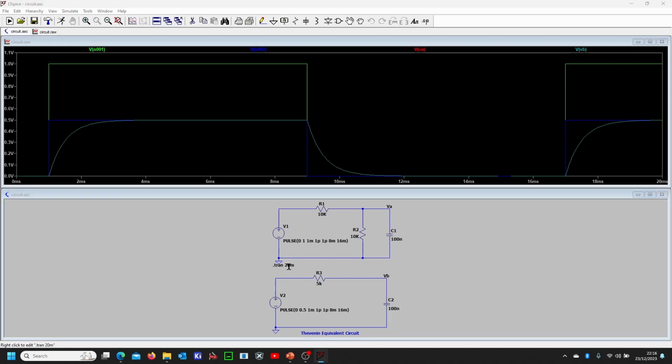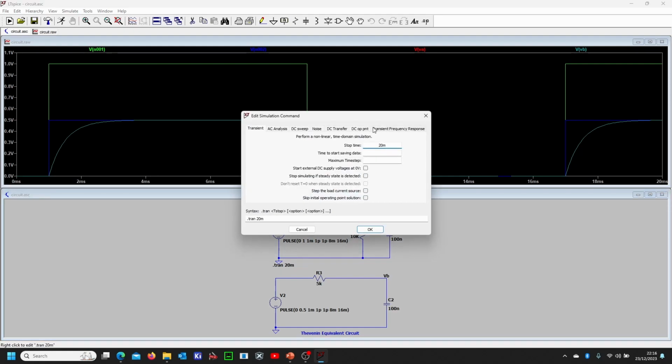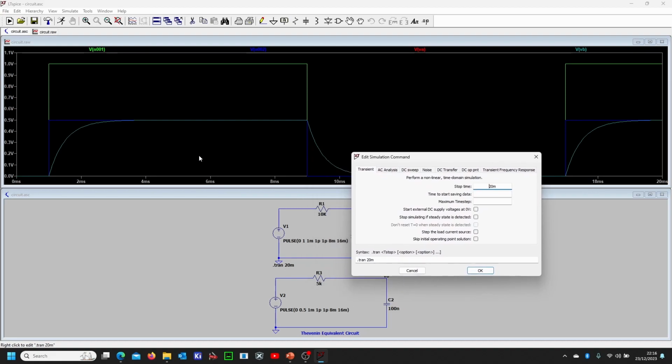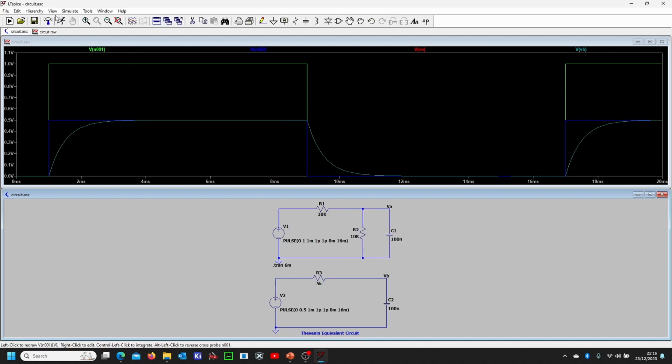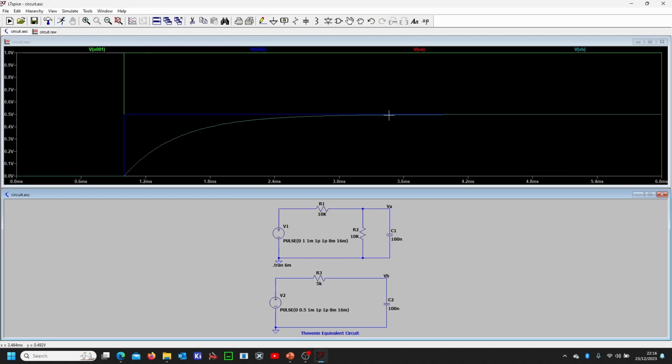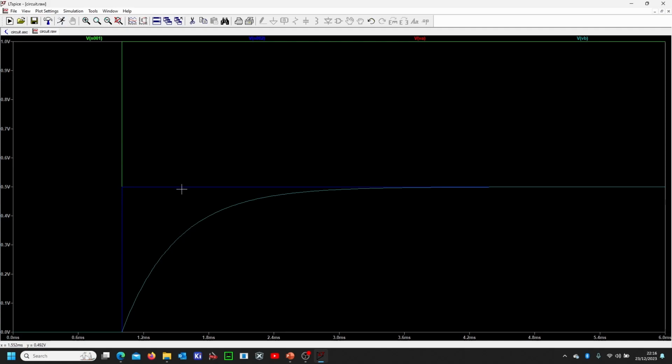What I'm going to do now is shorten the simulation from 20 milliseconds down to 6 milliseconds, so that you can better see what's going on. You can see our Thevenin equivalent voltage source and the voltage source given to us in the question. And you have the output from the Thevenin equivalent circuit and the normal circuit on this graph. They are both overlapping, showing you that they are equivalent.